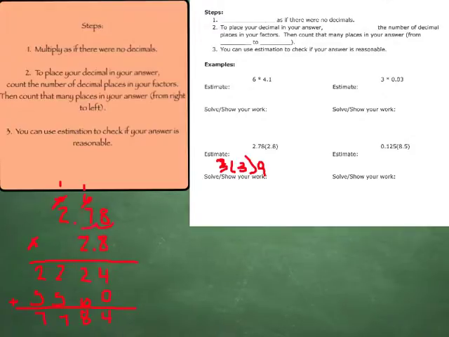We swooped 2 places here. We swooped 1 place here for a total of 3 places in our answer. So 1, 2, 3. So our final answer is 7.784. And is that close to 9? Yes, it is.